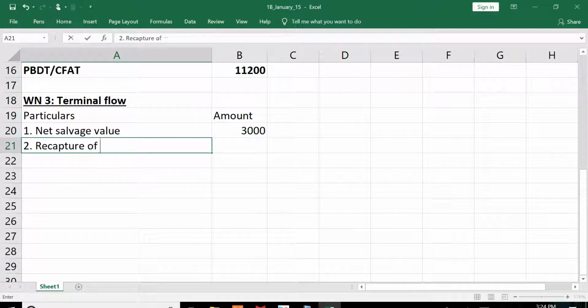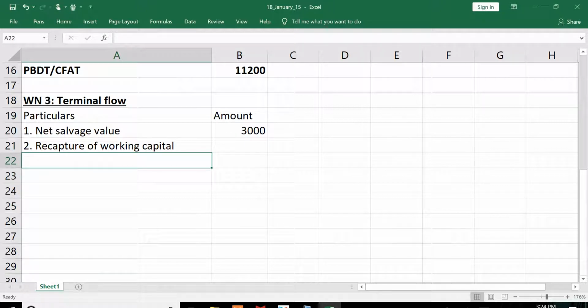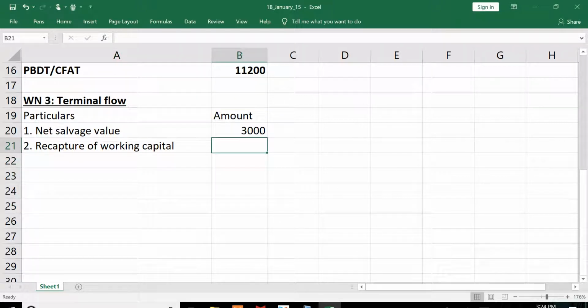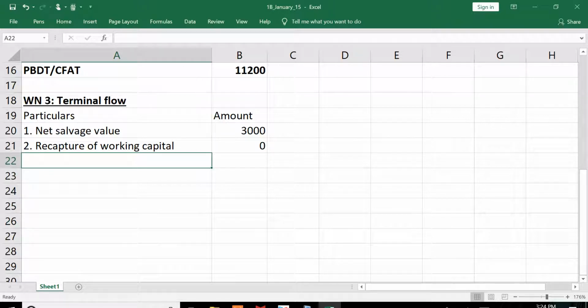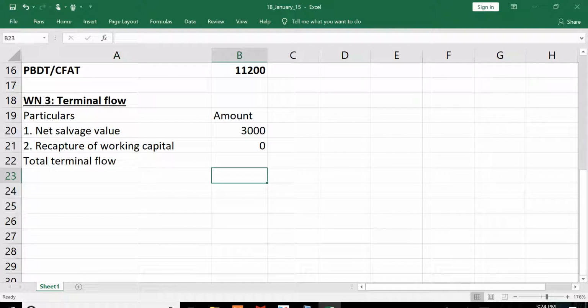Recapture of working capital. We technically call it recapture of working capital. I am capturing it back. Recapture of working capital is 0. Any money which gets stuck on day 0 will get released. When I have working capital, I will explain there. In this problem, we didn't have working capital.